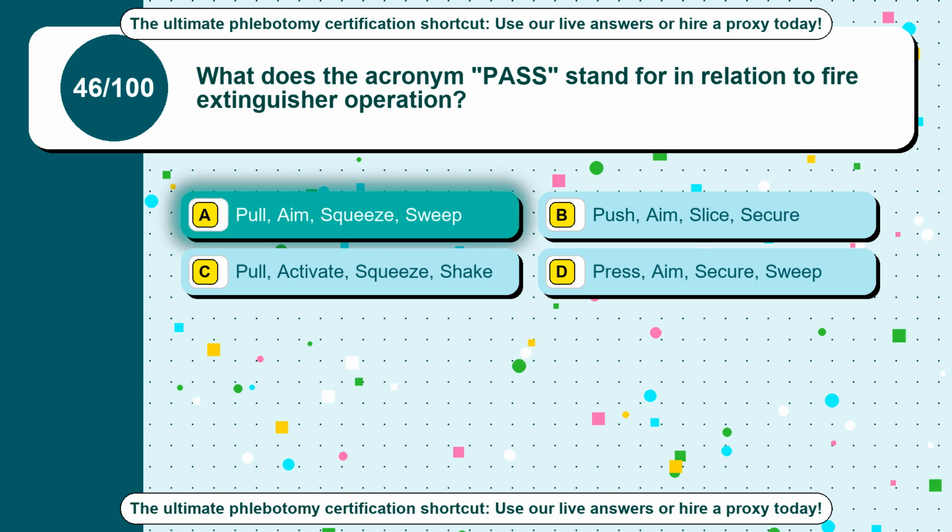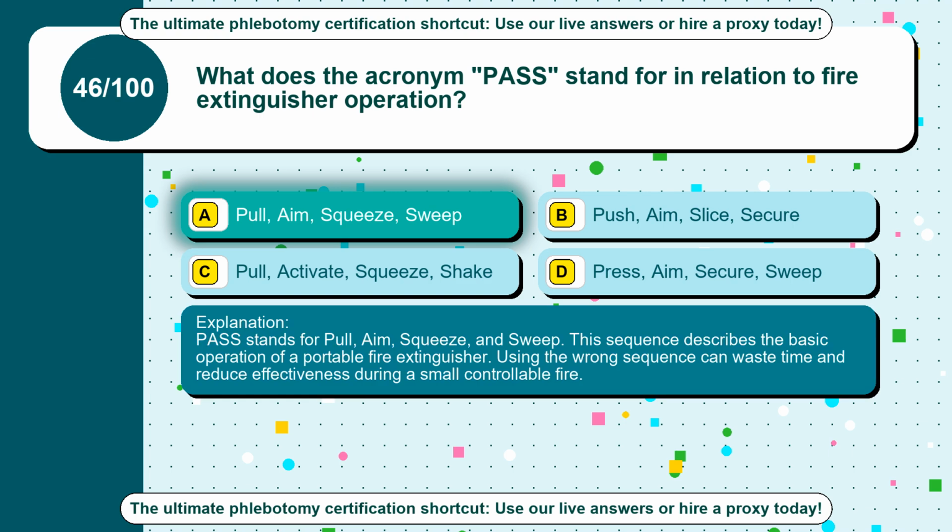The correct answer is option A, pull, aim, squeeze, sweep. PASS stands for pull, aim, squeeze, and sweep. This sequence describes the basic operation of a portable fire extinguisher. Using the wrong sequence can waste time and reduce effectiveness during a small controllable fire.